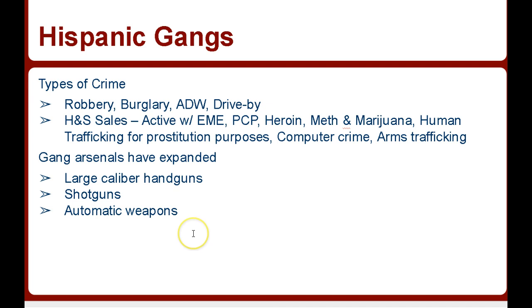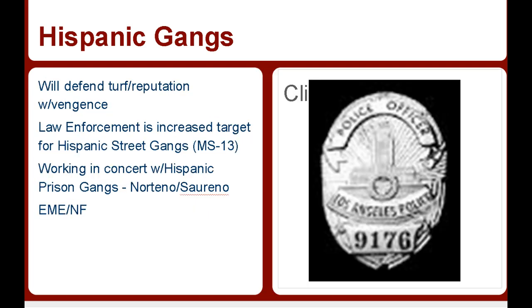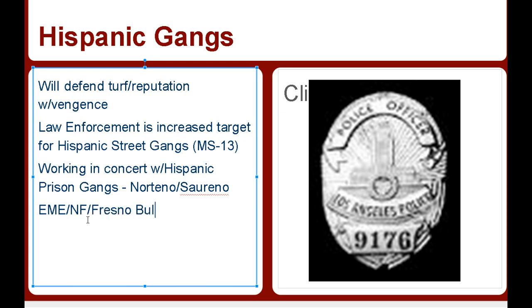We also have found that gangs' arsenals have expanded. You have large caliber handguns, you've got shotguns, automatic weapons. So things have changed since the 1920s. Hispanic gangs defend their turf and their reputations with a vengeance. Law enforcement has been an increased target for Hispanic street gangs like your MS-13. They work in concert with your Hispanic prison gangs, Norteño, Sureño, MA, and Nuestra Familia. I can also put down here the Fresno Bulldogs that have the Central Valley. So these are all three. These are the most powerful Hispanic groups here in California.